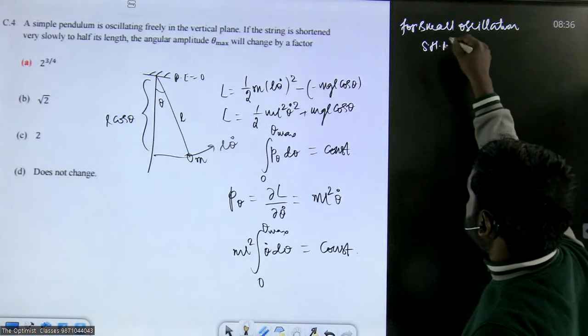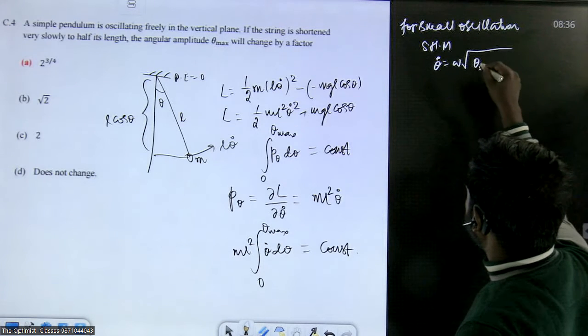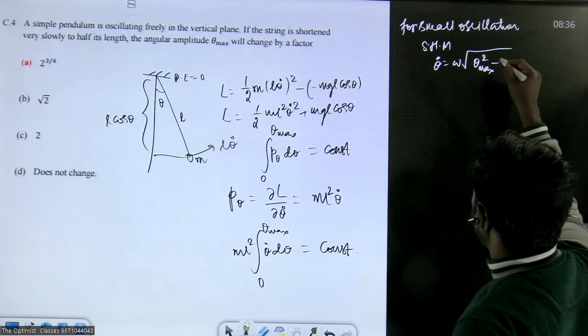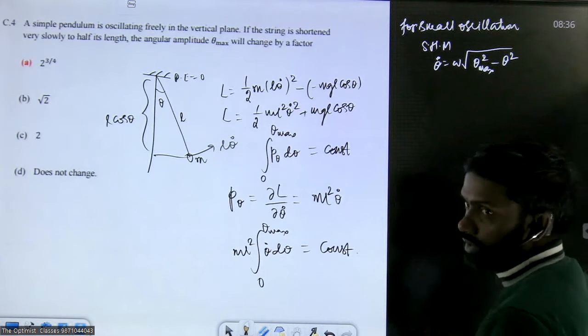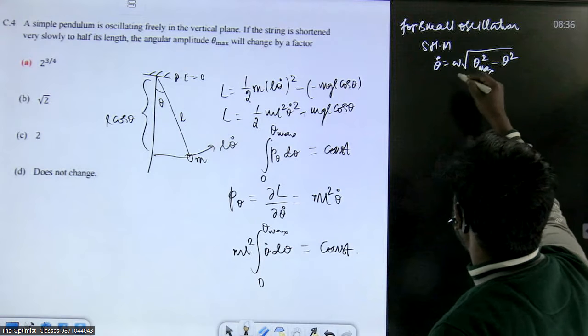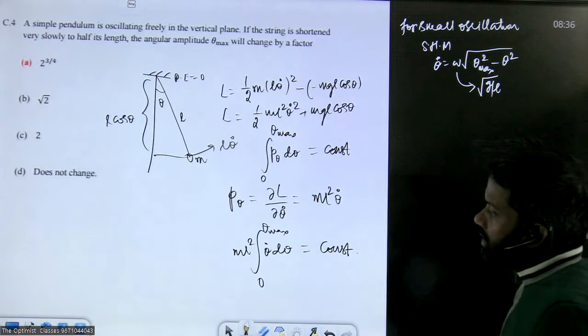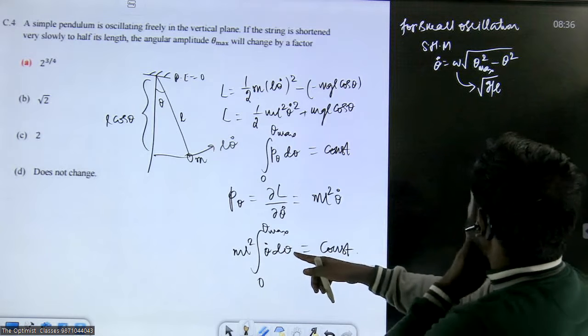Okay, this is SHM. So in SHM, you can get theta dot is equal to omega root under theta max whole square minus theta square. Okay, so for SHM we have this, where omega is the angular frequency, which is root under g by L for a simple pendulum. All right, so let us put this here.